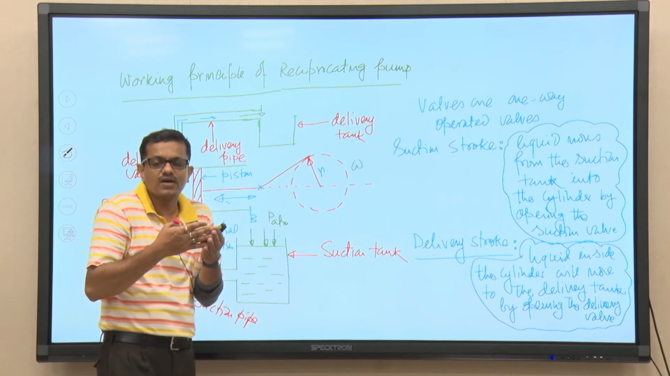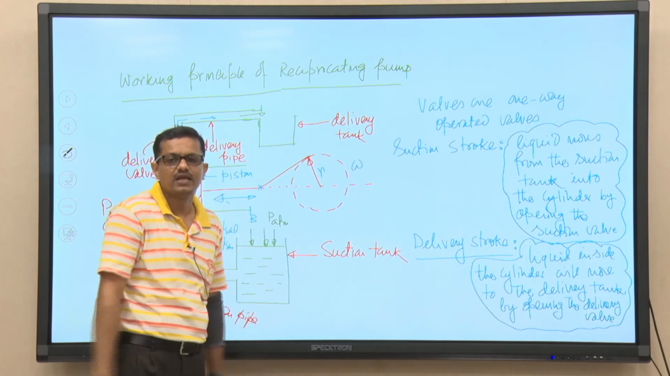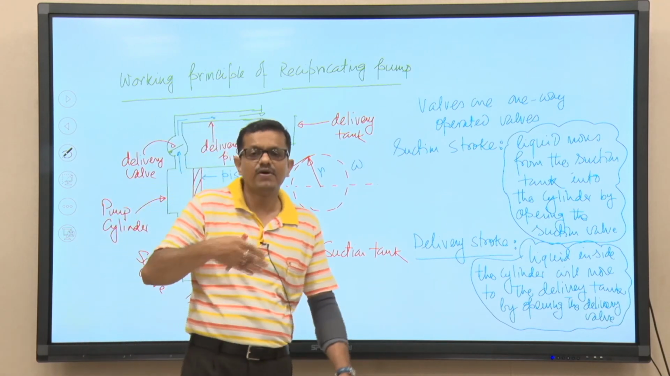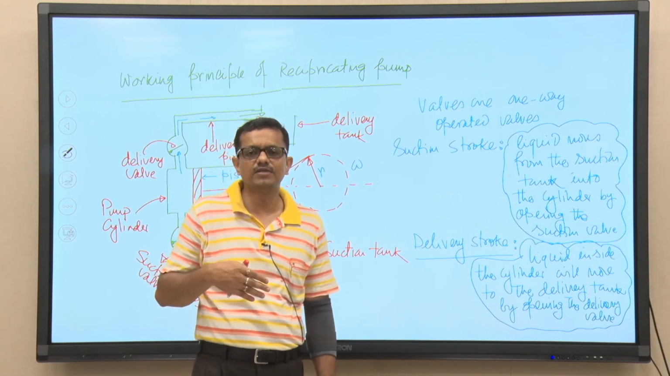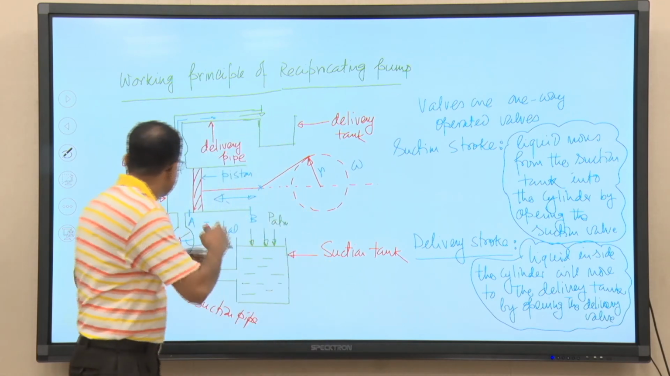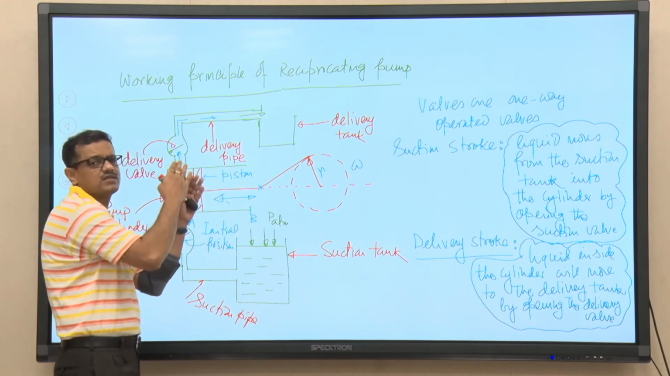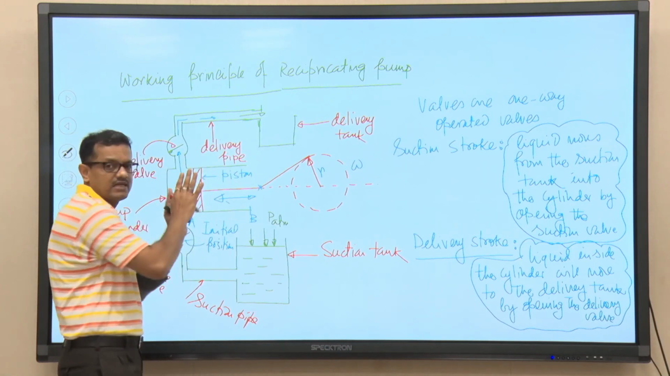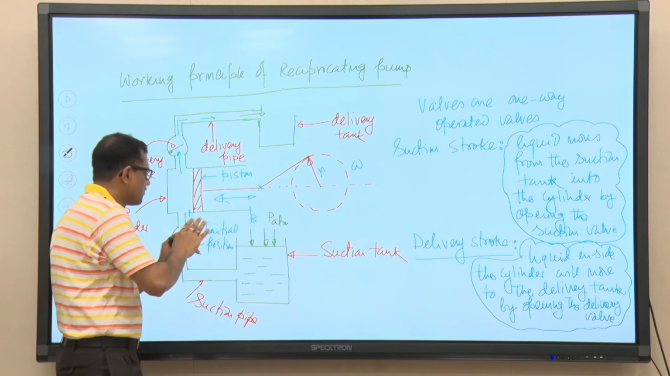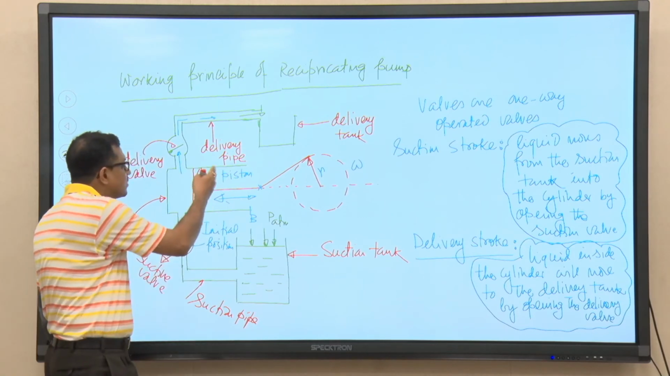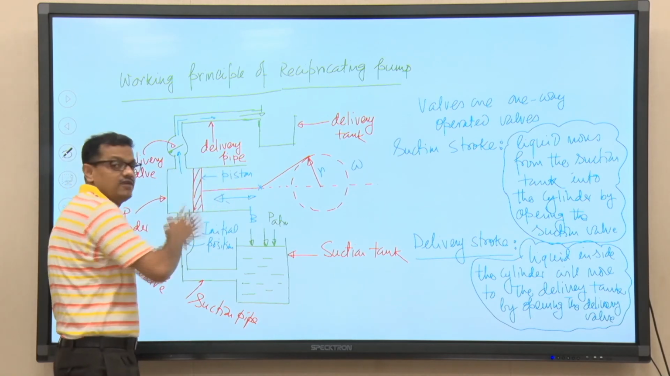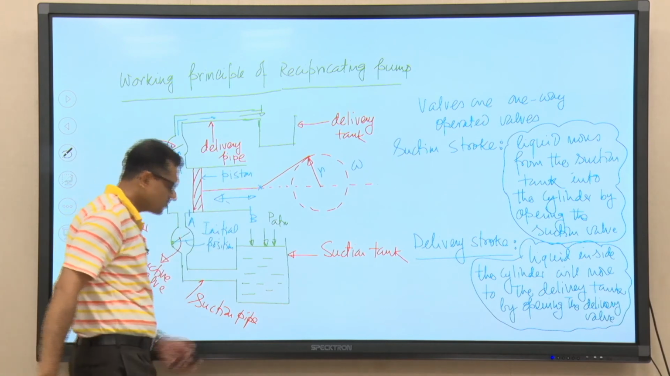So, the word control mass system that was used to define the working principle of the positive displacement pump is justified, right. The liquid volume that is there is a control mass system. Entire mass will be discharged to the delivery tank during the delivery stroke, okay. And when the liquid is getting discharged, there is no inflow to the system, okay.